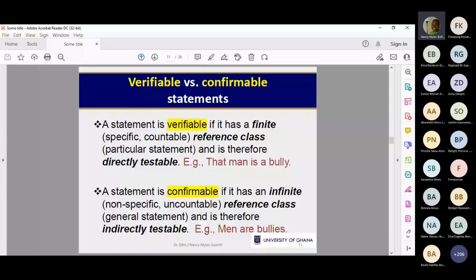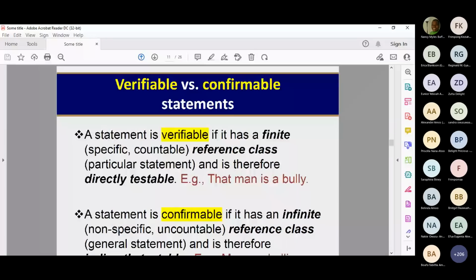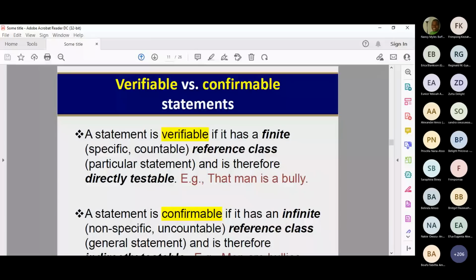So if a statement is verifiable, then it means that it has a finite, specific, countable reference class. That is, it is a particular statement. Now you see how the concepts are making sense to you. And it's therefore directly testable. An example, I'm repeating the same example so you can connect to it: that man is a bully, a specific man. Maybe you are referencing a lecturer or some senior high school headmaster. That man is a bully. That we can directly test.